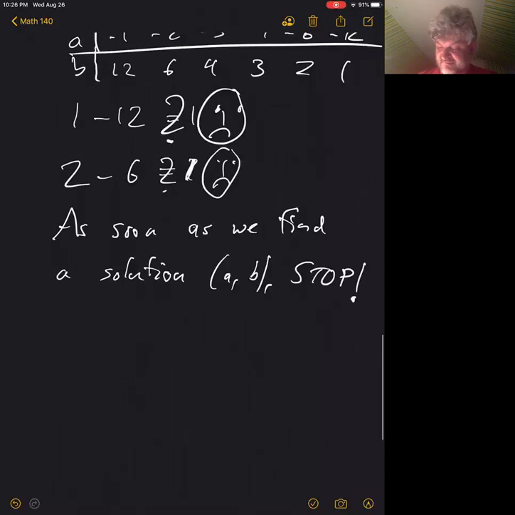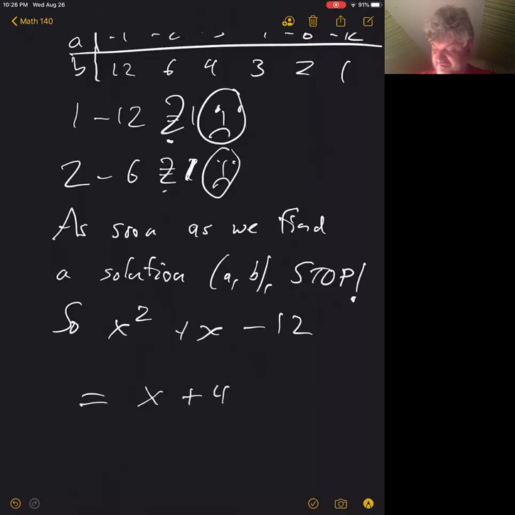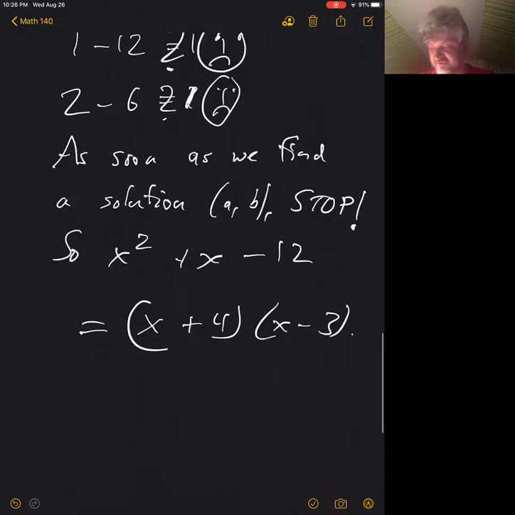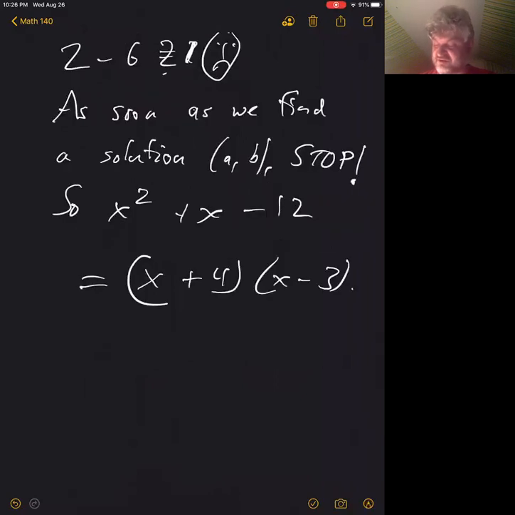All right, so x squared plus x minus 12 is equal to (x plus 4) times (x minus 3). And this is something you need to practice a lot. So you're looking for integers that multiply to give you the last coefficient, and they need to add up to give you the middle coefficient. It's a fast way to factor quadratic polynomials if it works.